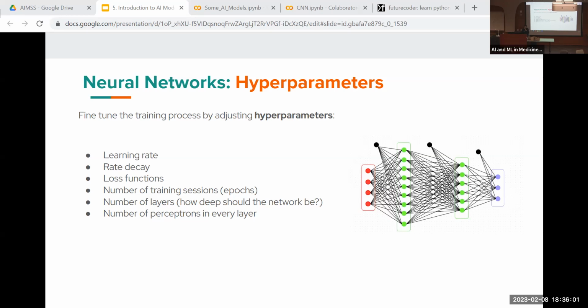Learning rate is one of them that we talked about. Other things are rate decay, or the loss function that we choose that we want to minimize, or the number of epochs that we want to train our model on our data, or how deep we want our network to be, or in each layer, how many perceptrons or units we want to have for our computation. So these are design choices that indicate how our model works.